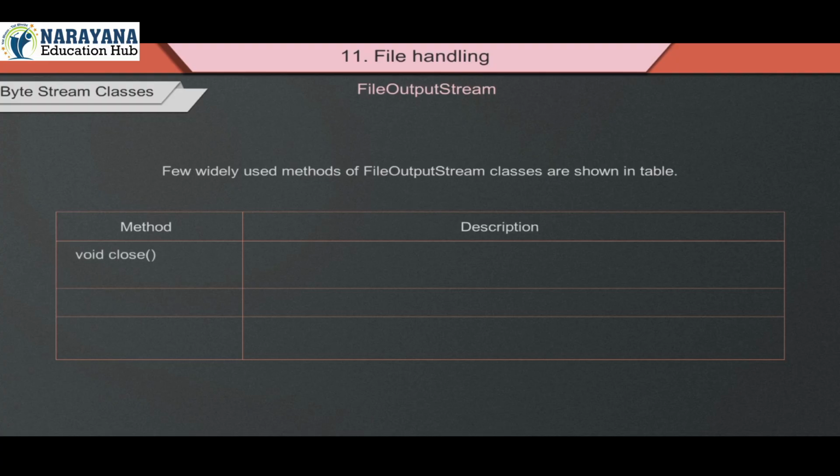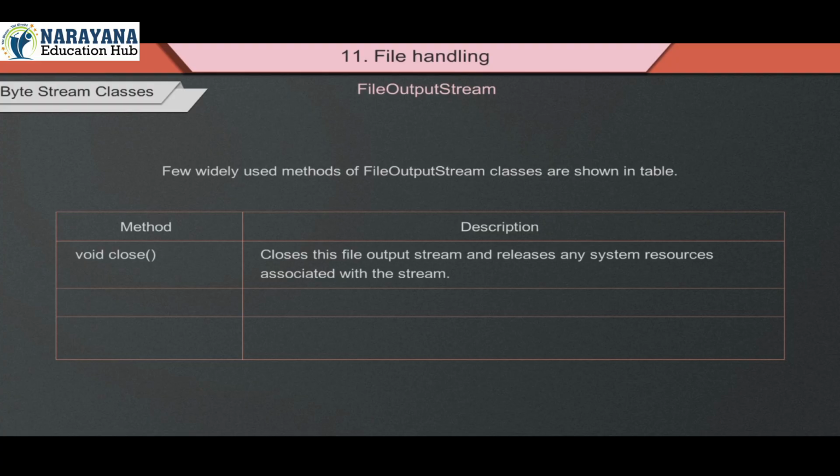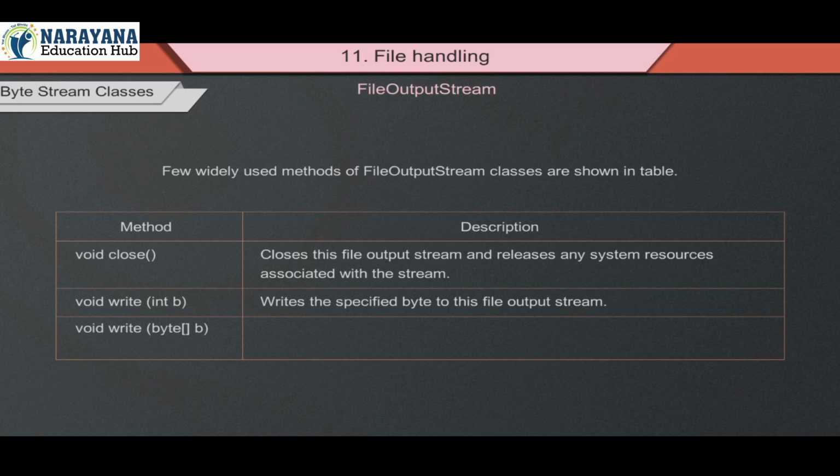Method: void close(). Description: closes this file output stream and releases any system resources associated with the stream. Method: void write(int b). Description: writes the specified byte to this file output stream. Method: void write(byte[] b). Description: writes b.length bytes from the specified byte array to this file output stream.